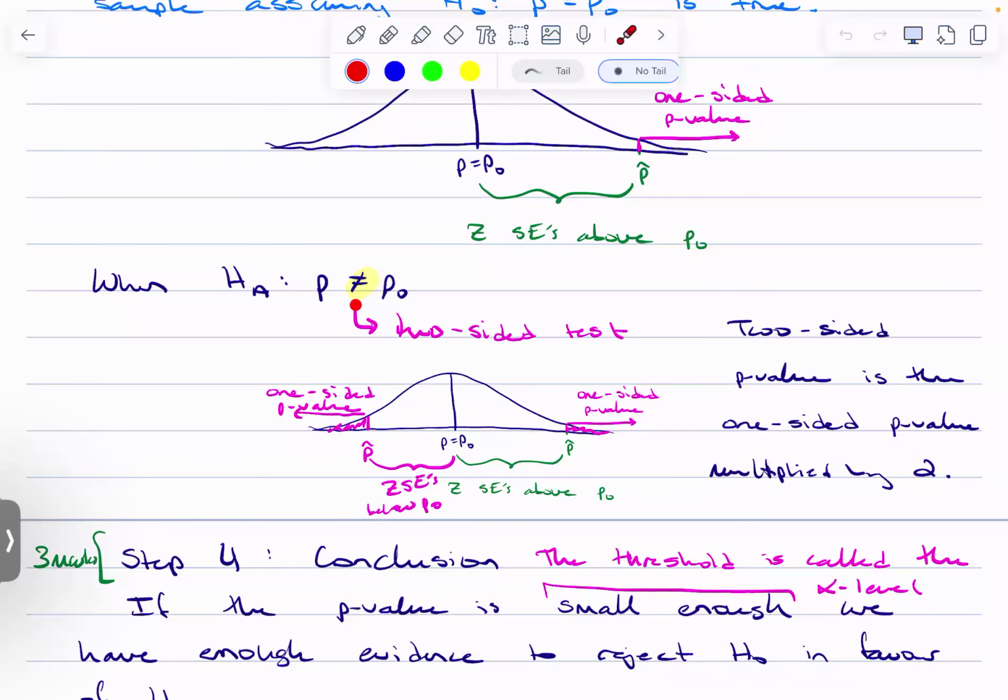So for a not equal to, we call this a two-sided test, right? Your sample proportion happened up here, let's say, but we're just as concerned, right, if it happened down on the other end, just as far away, right? And so then we have this one-sided p-value and this one-sided p-value. If you add them together, or take the one-sided p-value and multiply it by 2, then you get the two-sided p-value. So the two-sided p-value is the one-sided p-value multiplied by 2, right? Or twice.